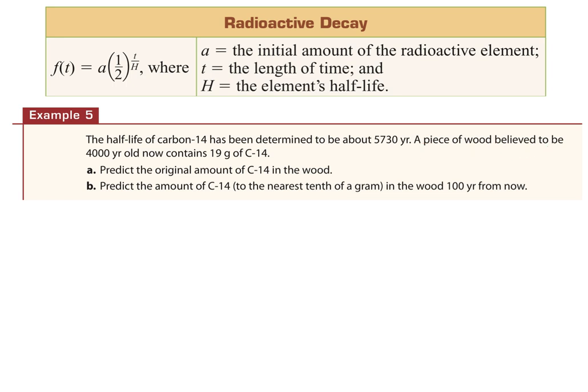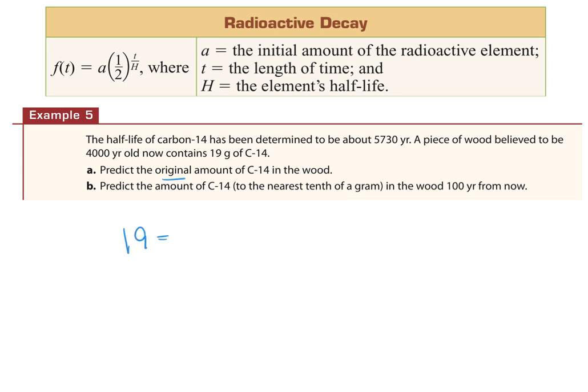The piece of wood believed to be 4,000 years old now contains 19 grams of C14. Predict the original amount. Predict the amount to the nearest tenth of a gram in the wood 100 years from now. All right, so we actually know how much we have right now. Based on this problem, how much C14 do we have right now? We have 19 grams.